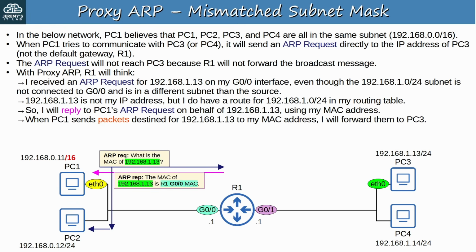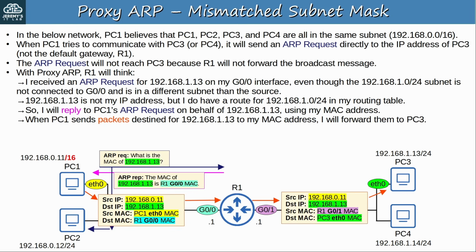PC1 thinks it is communicating directly with PC3, but really R1 is acting as a middleman. PC1 will send a packet with PC3's IP as the layer 3 destination, and R1's MAC as the layer 2 destination, and R1 will forward the packet on to PC3. So that's one use case of Proxy ARP. Even though PC1 and PC3 are in different subnets, PC1 believes it is in the same subnet as PC3. Proxy ARP allows them to communicate despite that inconsistency.